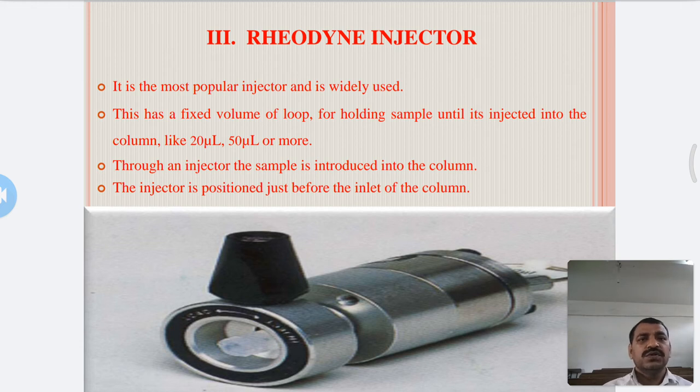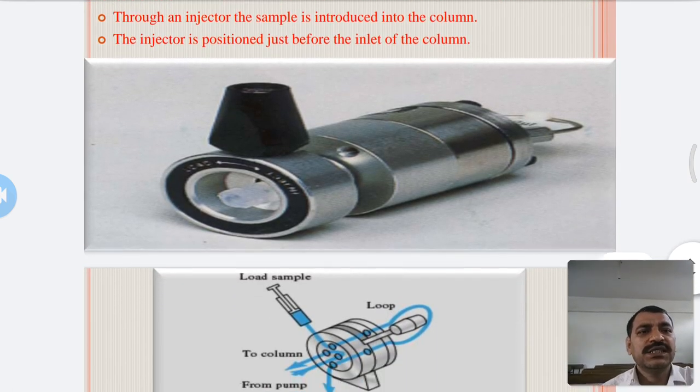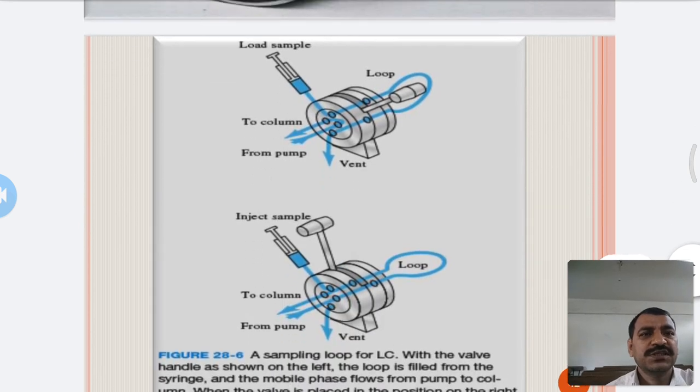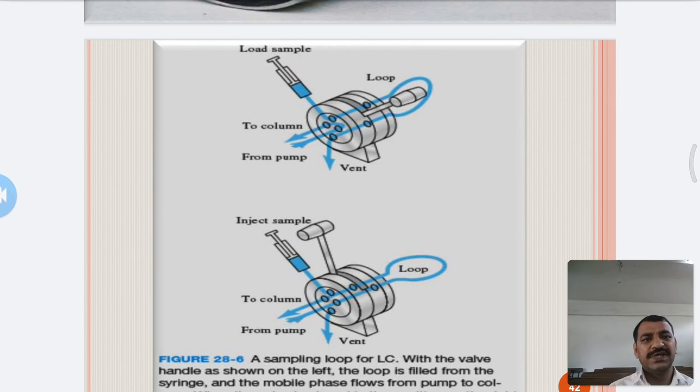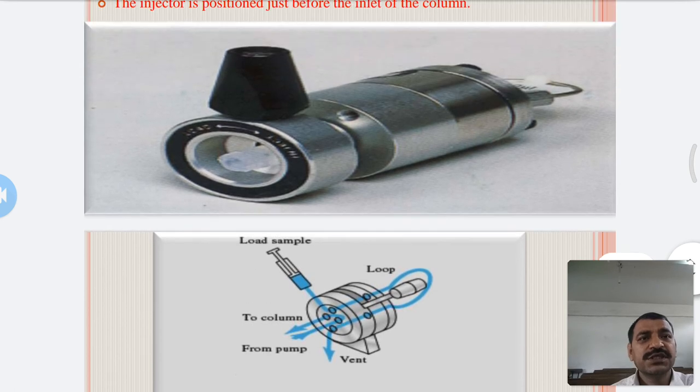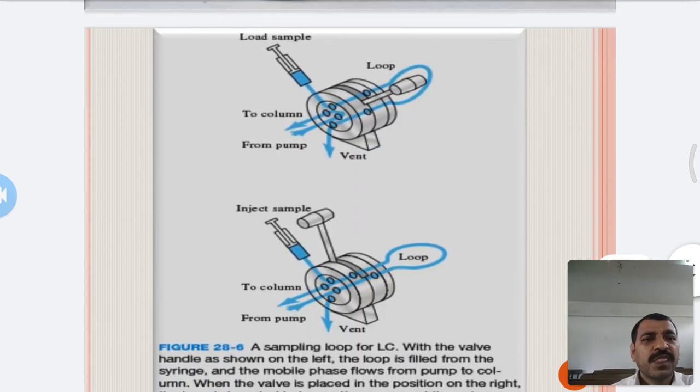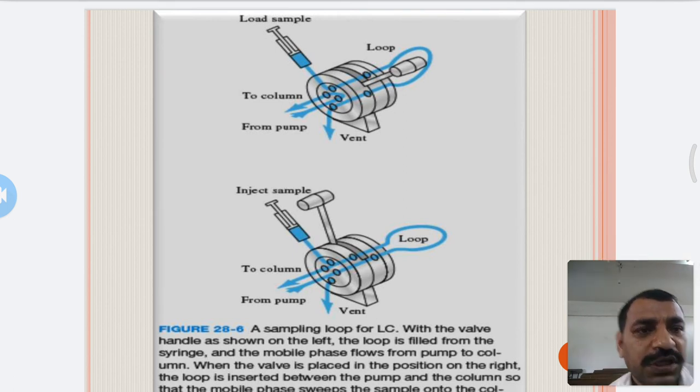So through an injector, the sample is introduced into the column, and the injector is positioned just before the inlet of the column. Okay, this rheodyne injector is positioned just before the inlet of the column. So next is the sampling loop of LC. Okay, these different types of sampling injectors are used, in which this is the most popular, and this is the sampling loop for LC, represented here.